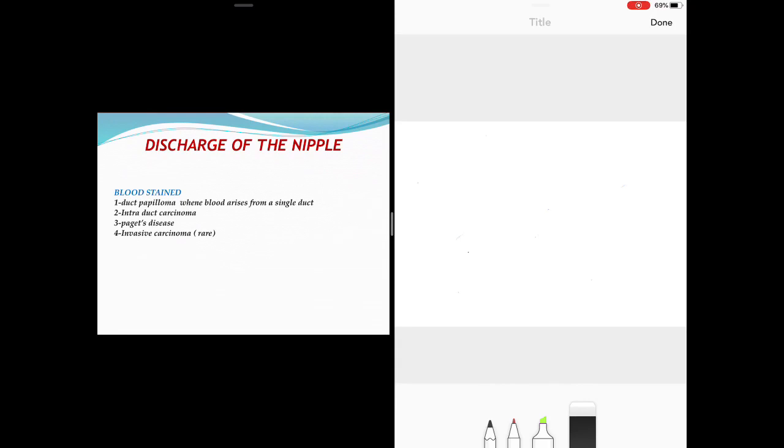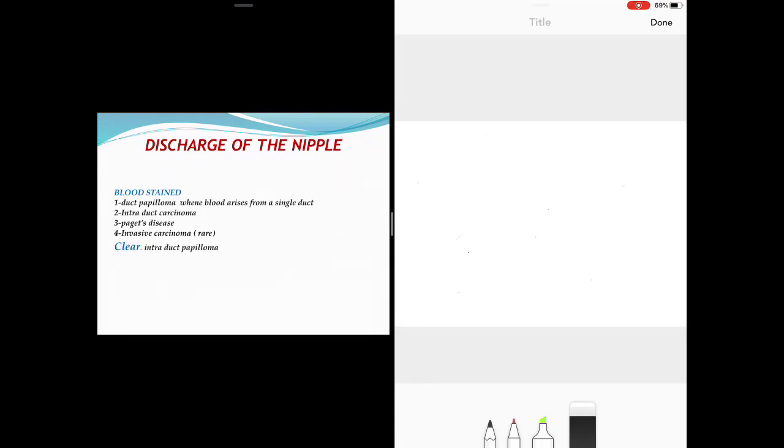There are many types of nipple discharge. It may be bloody nipple discharge. What is the cause of nipple discharge? Well, the most common is duct papilloma, or it may be intraductal carcinoma, or Paget's disease, or invasive carcinoma.